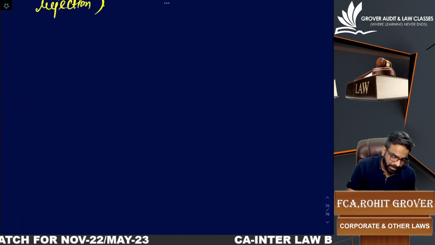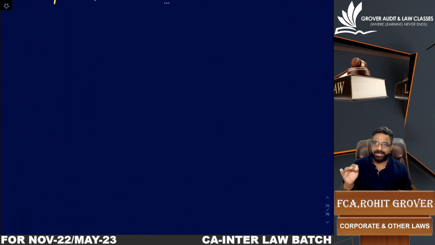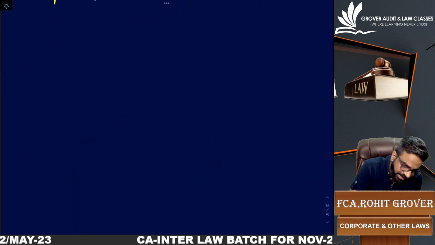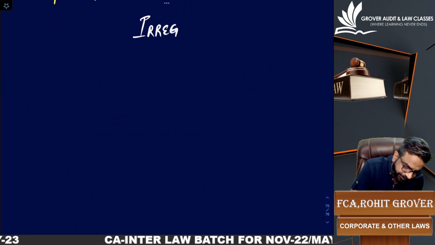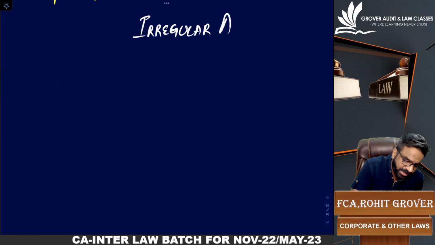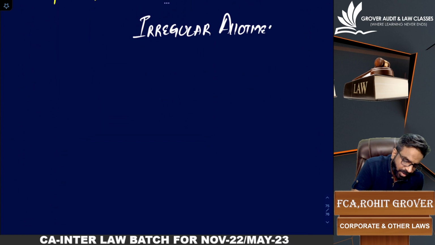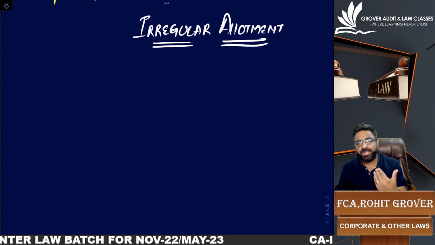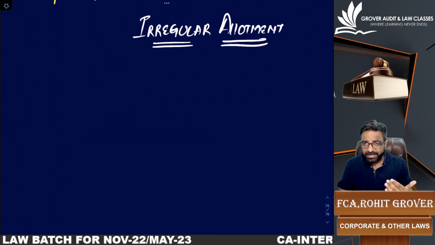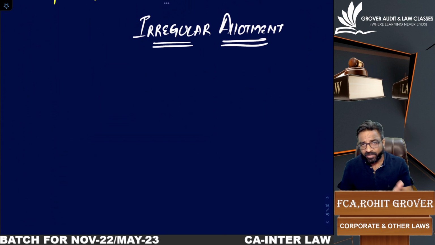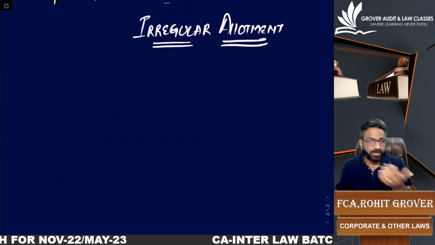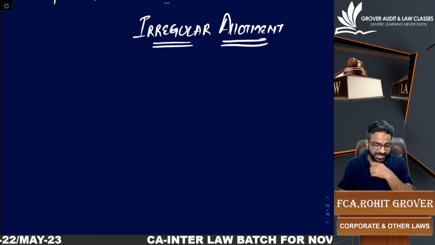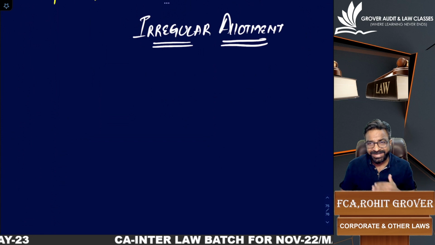Sure. Now, let us understand the next point, everyone. The next important concept which you have to learn is known as irregular allotment. What is the name? Irregular allotment. Now, everyone, you have to answer me this. What do you mean by irregular allotment? Which went according to the law, or which went after breaking the law? After breaking the law. Yes, it means it was not a genuine allotment, it was an irregular allotment.